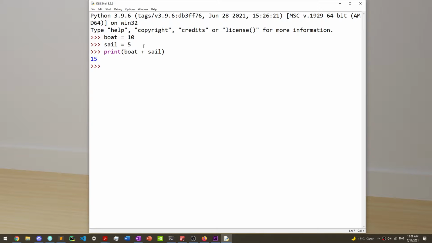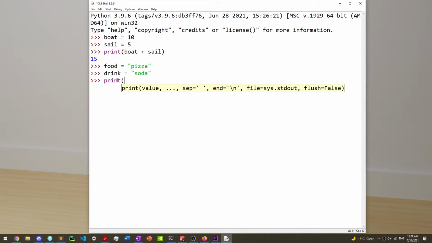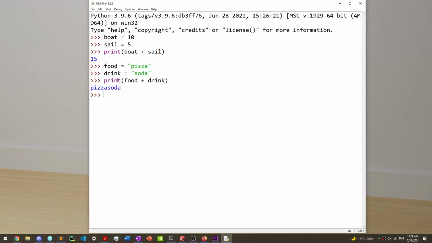Now, we can do the exact same thing with strings as well. So let's say food was equal to pizza. And let's say my drink was equal to, let's say, soda. Now, similar to integers or these numbers here, which work with floats and whatnot, we can also add these two strings together. So we can say food plus drink, and then we would get pizzasoda. Just like that. Now that makes intuitive sense. I can add two strings together.